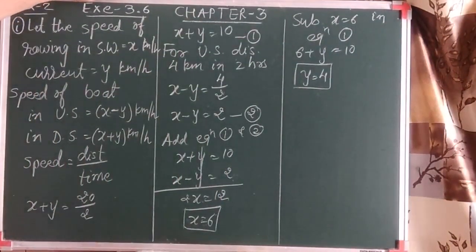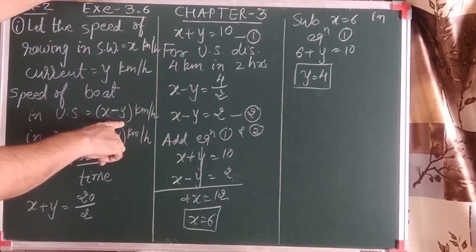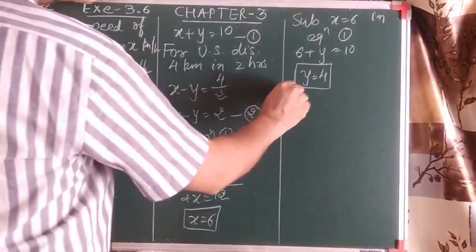See, one thing you should remember: in this question they have not given which speed is greater. But as I have taken x minus y, I consider that the speed of rowing in still water is greater than the current. So let's just note it down.